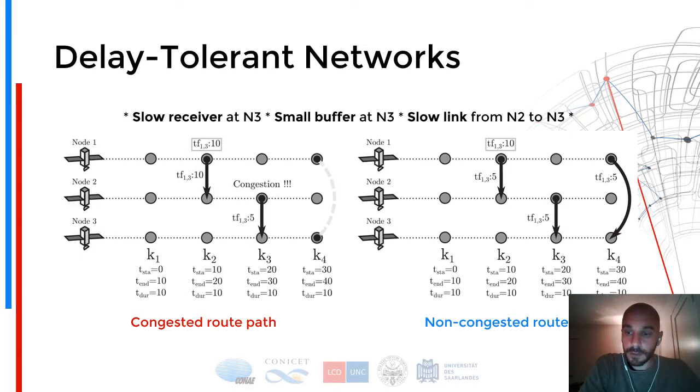Another possibility is that the link from node 2 to 3 has a slower data rate, or a short contact, and this forbids sending more than 5 units of data volume. So we can see here that this is a congestion case that can be solved or tackled by having a smart route decision.